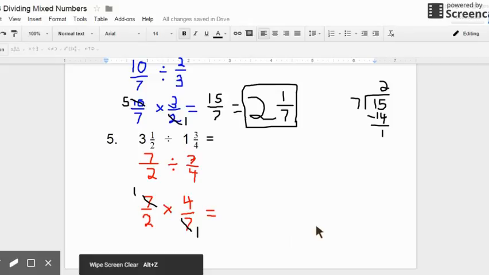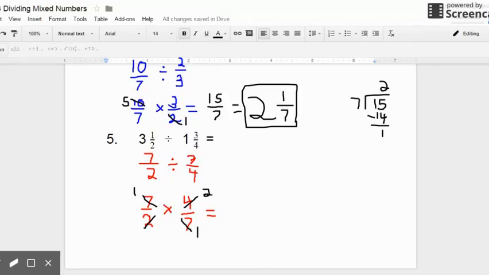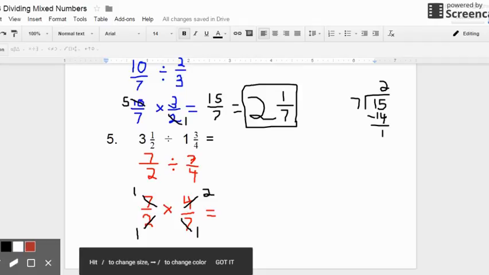Scroll down a little bit. Well, we also have the 2 and the 4 can be cross simplified. This makes this nice. 2 goes into both of these. So 4 divided by 2 is 2. 2 goes into 2 once. Well, now if we look at these fractions, we have 1 over 1, which is great, and 2 over 1, which is great. Very small numbers to work with for this problem that started off with pretty big numbers.